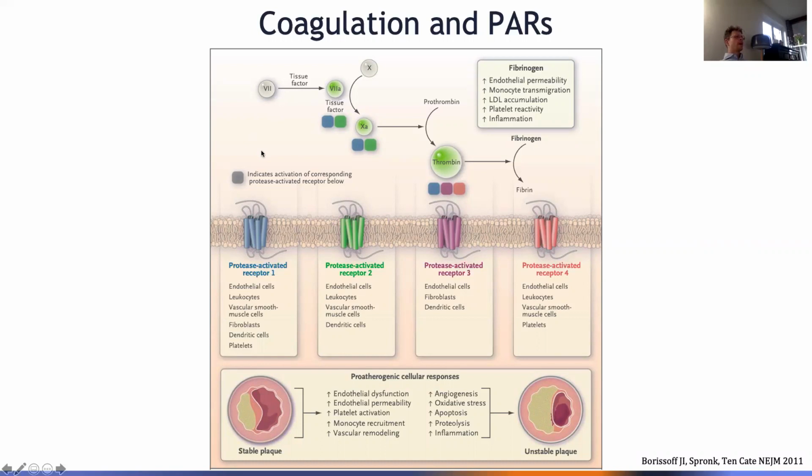And also factor 10A, which is the main activator of PAR2, which I've just mentioned, is highly relevant in terms of inflammation. What you can also appreciate from this figure is that these protease activated receptors are present on multiple cell types that are involved in cardiovascular diseases. Endothelial cells, leukocytes, but of course also vascular smooth muscle cells and platelets. And by activating these receptors, they can not only promote inflammation, but they're also involved in apoptosis, in angiogenesis, for example, and remodeling processes inside the vasculature.